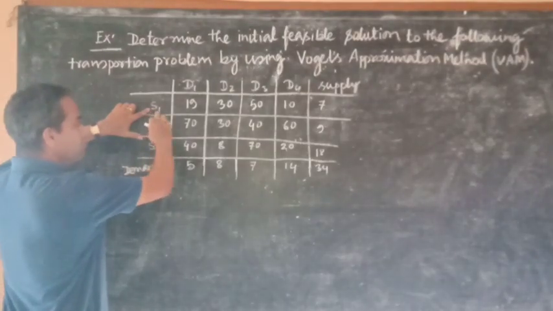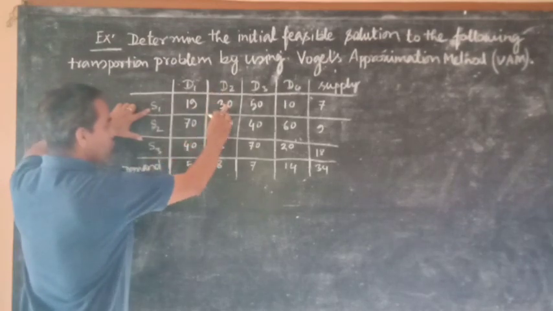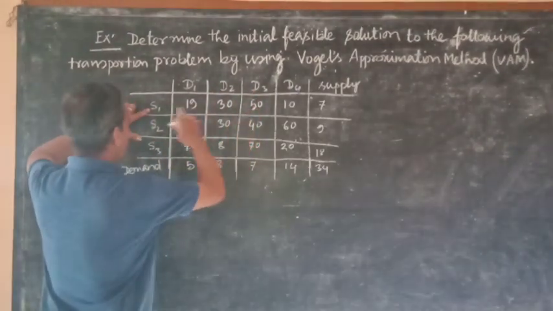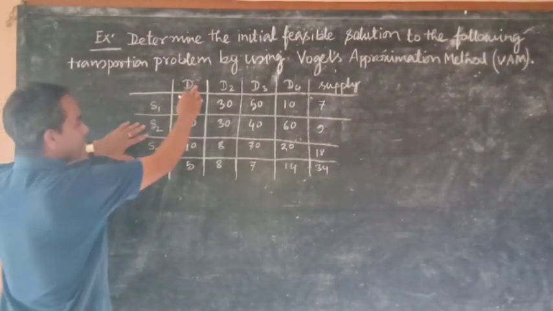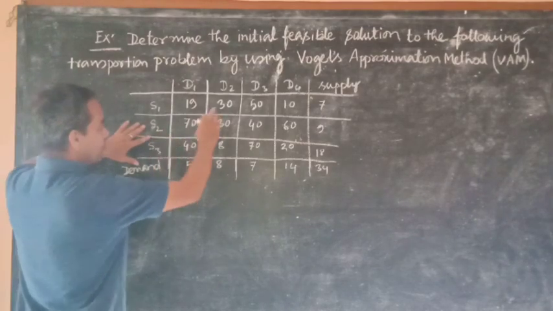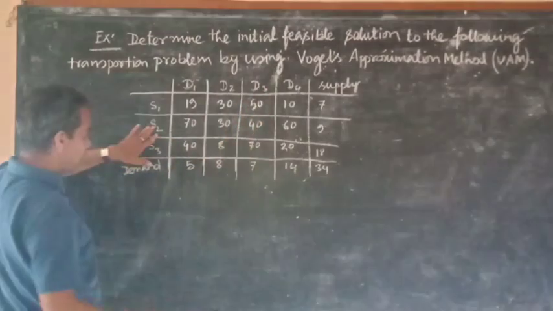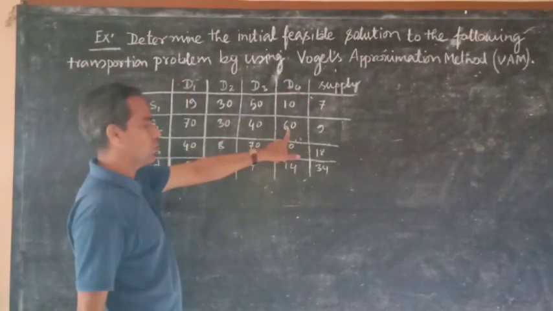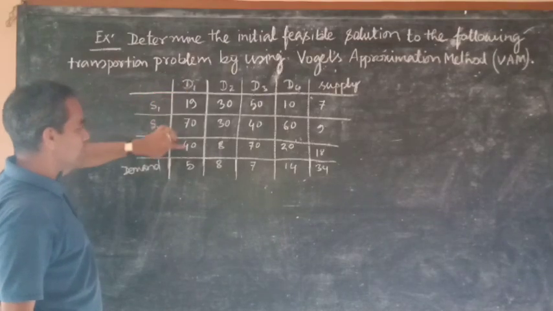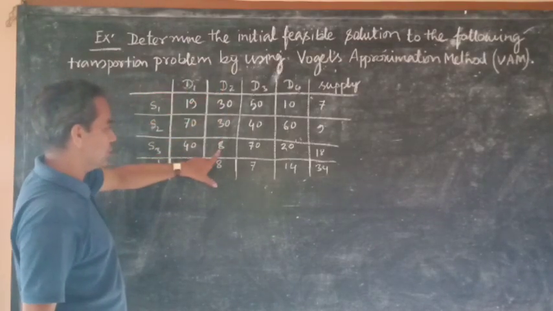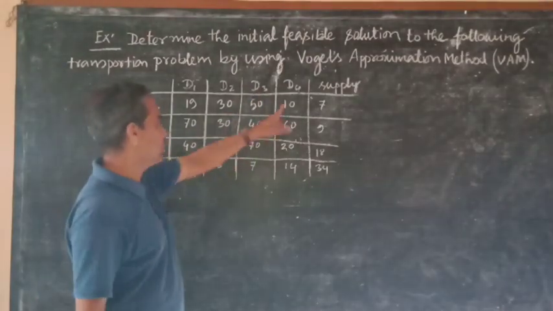For supply, S1 to D1 cost 90, S1 to D2 cost 30, S1 to D3 50, S1 to D4 10. Similarly, from S2 to D1 transportation cost is 70, S2 to D2 transportation cost is 30, from S2 to D3 transportation cost is 40, S2 to D4 transportation cost is 60. Similarly, S3 also, from S3 to D1 transportation cost is 19, S3 to D2 transportation cost is 8, from S3 to D3 transportation cost is 70, from S3 to D4 transportation cost is 20.